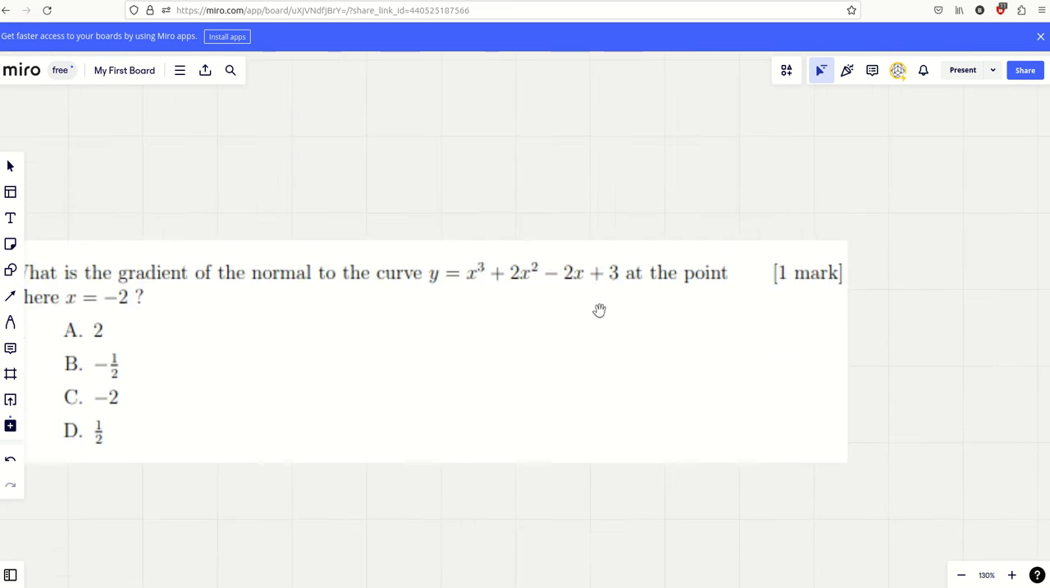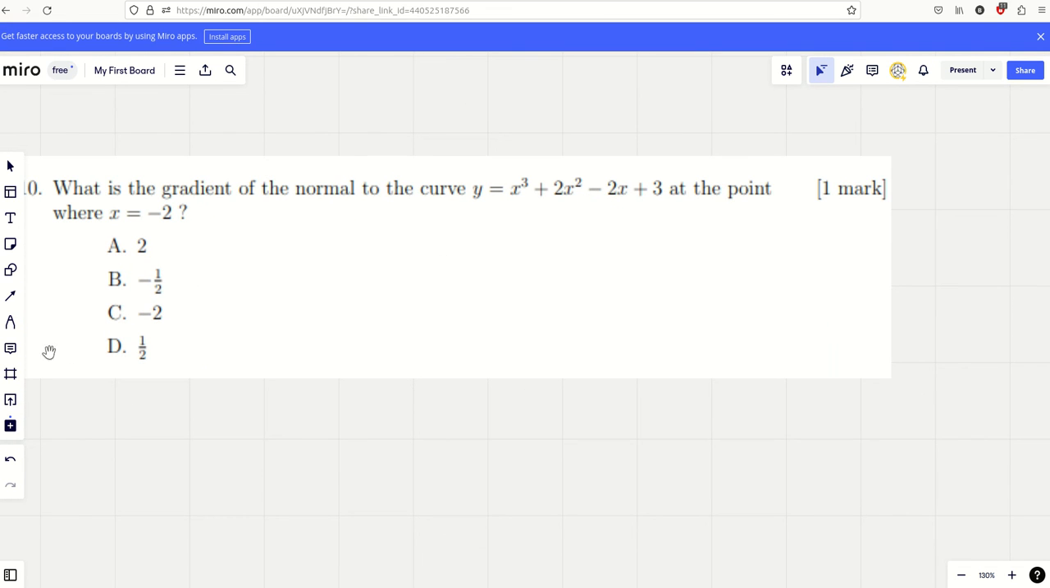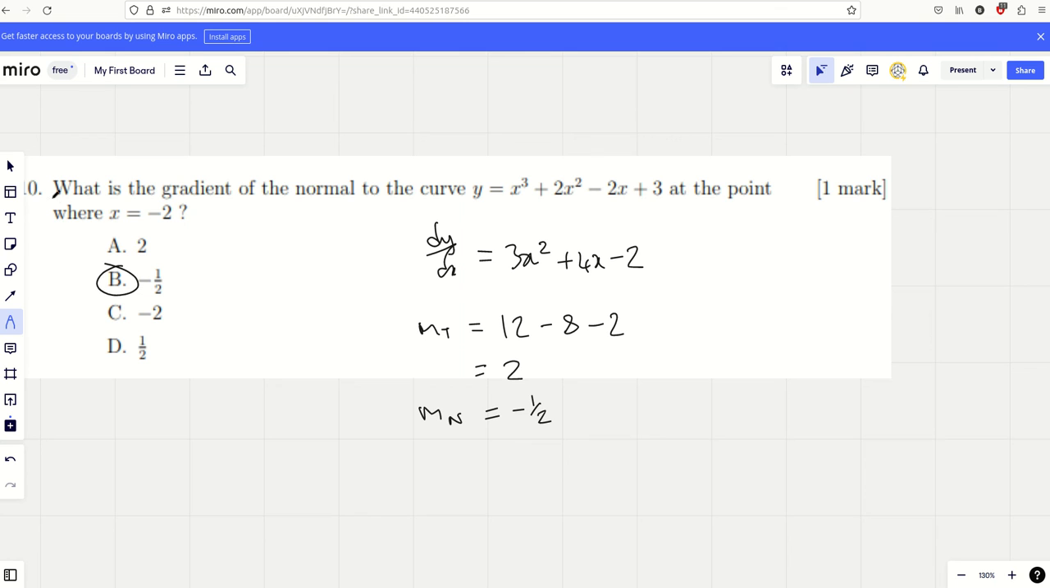Okay, number 10. Have I got number 10 here? Yeah. What is the gradient of the curve normal to the curve y equals x cubed at the point where x is minus 2? Okay, so this is a lot easier. That's what's weird about this paper. It has really nasty questions interspersed with really quite easy ones. Okay, so the gradient of the tangent is going to be minus 2 squared is 4 times 3 is 12, minus 8 minus 2, so the gradient of tangent is 2, so the gradient of the normal is going to be minus a half, and so that one's B.